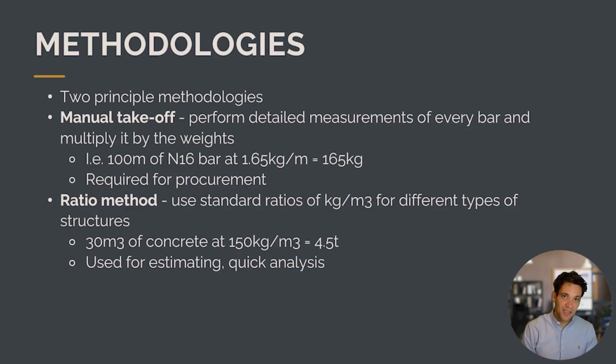The ratio method is when we want a quick and easy way to calculate the amount of steel in a slab, where we use standard ratios for different types of structures of the number of kilograms per meter cubed in a typical structure. So for example, if we have 30 meters cubed of a concrete slab, a typical ratio we'd use is 150 kilograms of steel in a meter cubed, then by multiplying the volume by the ratio, we get 4.5 tons of steel reinforcement. This is used for estimating and quick analysis.